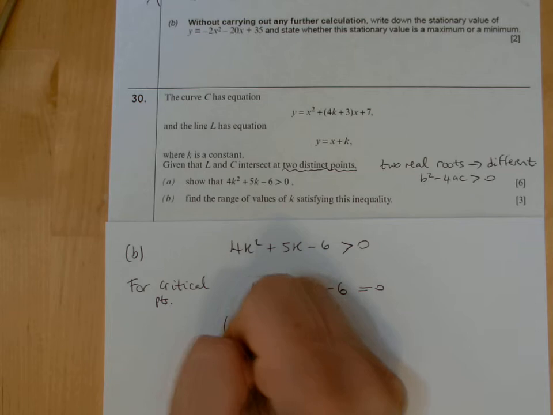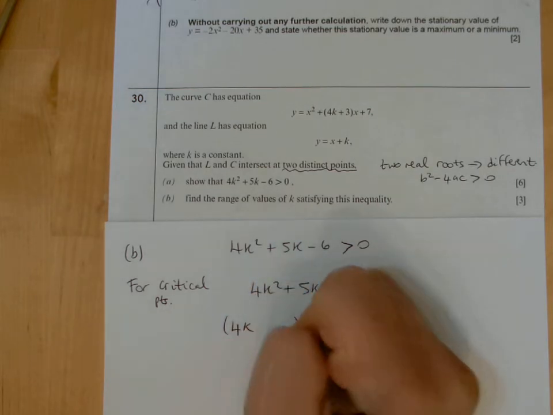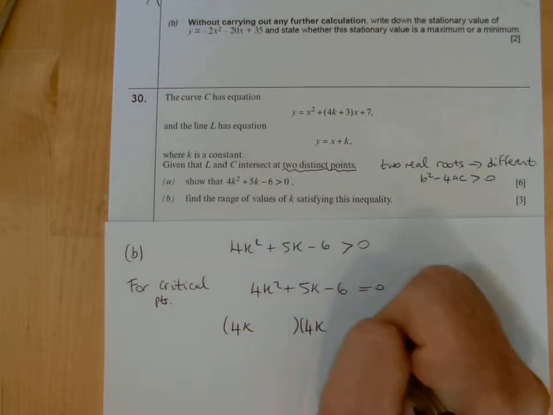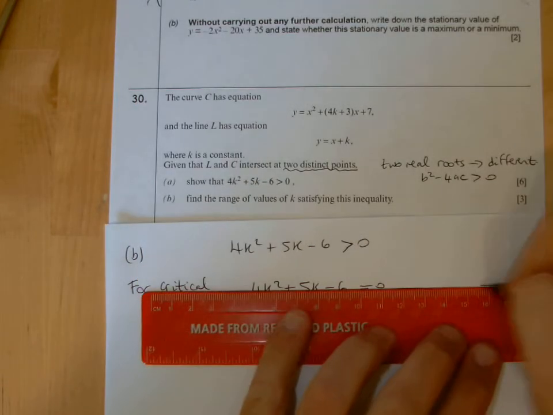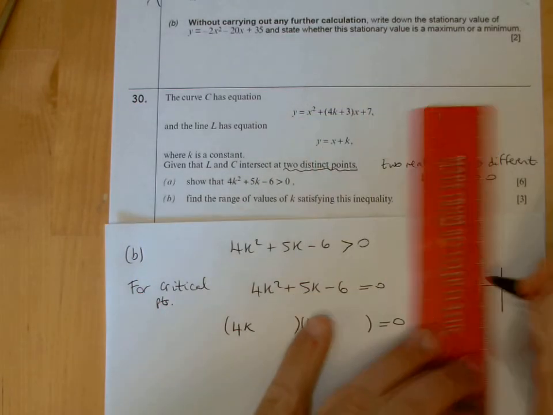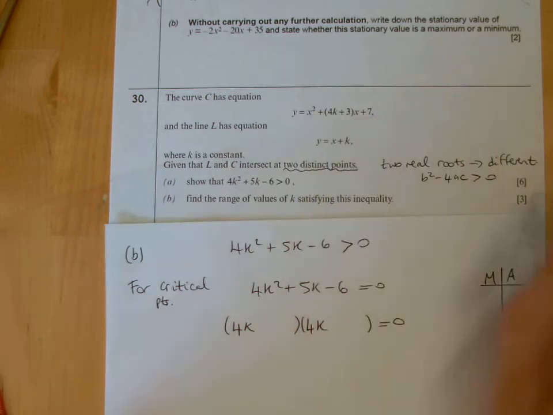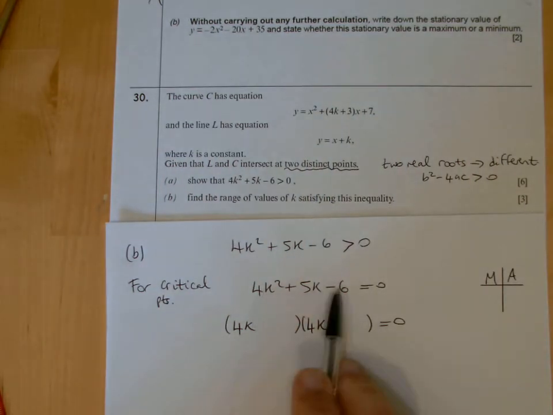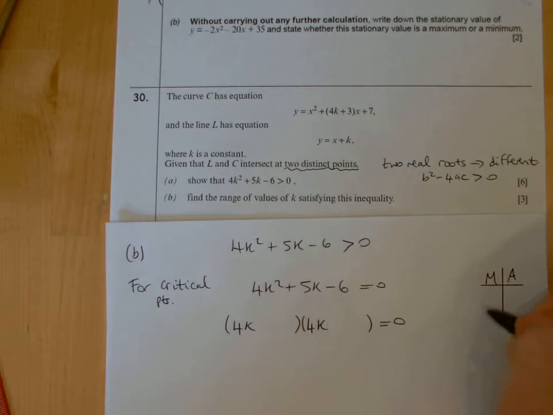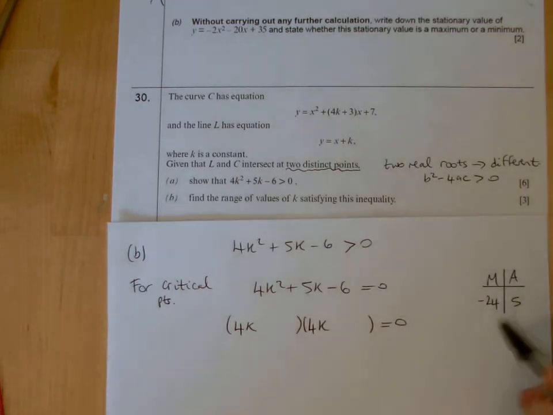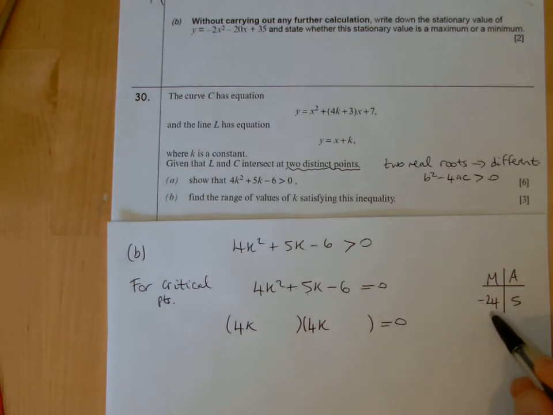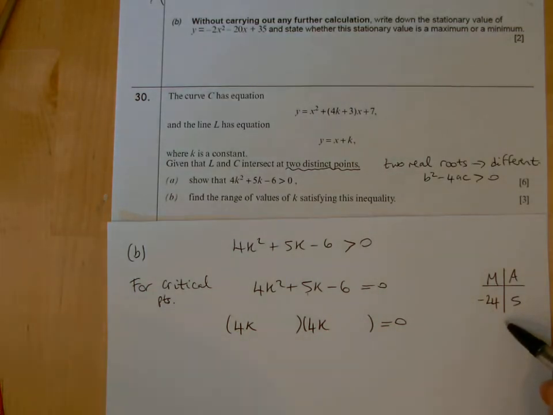So, we'll perhaps do it this way where we put 4k in each bracket. So multiply, add. Now, of course, you've got 4 there and minus 6 there, so multiply these. 4 times minus 6 is minus 24. We're going to add up to give 5. So we need two numbers that multiply to give minus 24 and add up to give 5.